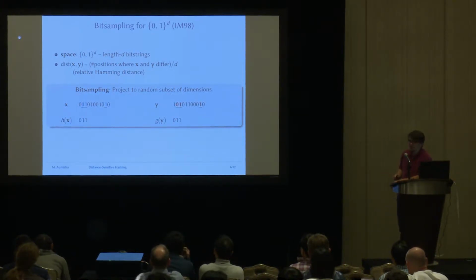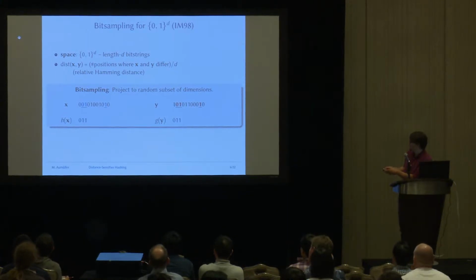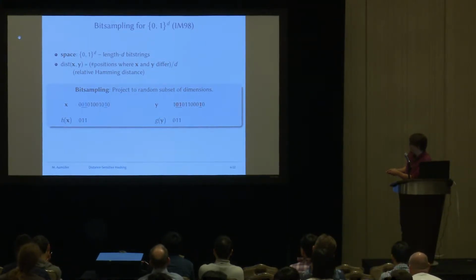There are two points that are going to be following us through this example here, x and y. x and y differ at 3 positions. They differ here, they differ over here, and they differ over here. So they differ at 3 positions, and they have 11 bits, so it's 3 over 11, that's the distance.